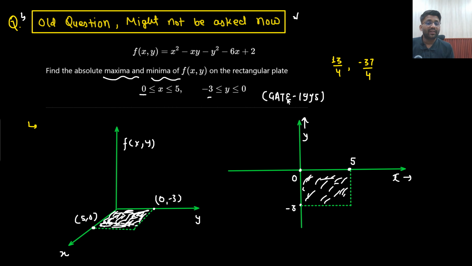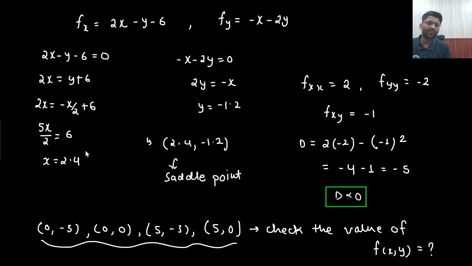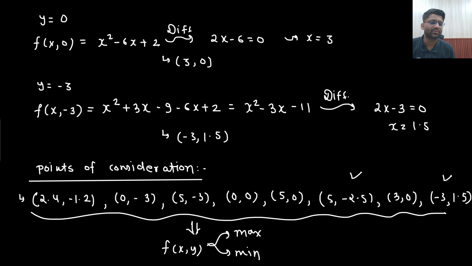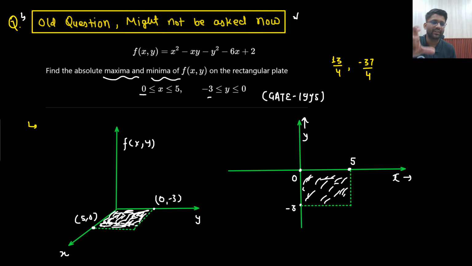Sir, why did it come in GATE 1995 then? At that time, the examination used to be subjective. So all these kinds of analysis you would do in the subjective manner. All these points you will write down, everything you will do, and then you will get 5 to 6 marks there. It would be a question of 5 marks or 6 marks. So examination used to be subjective at that time. So for a subjective paper, this kind of question came.